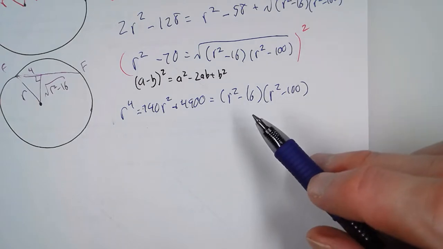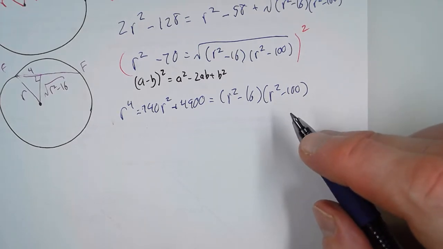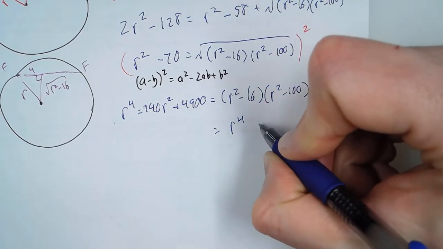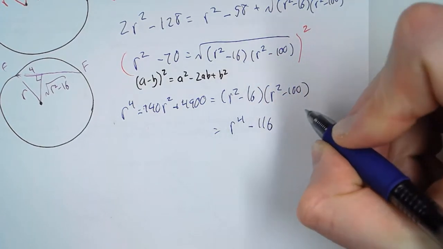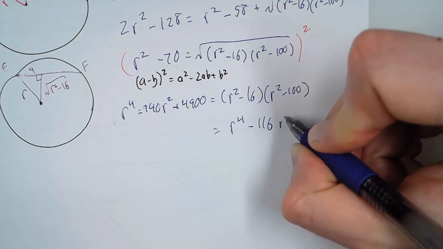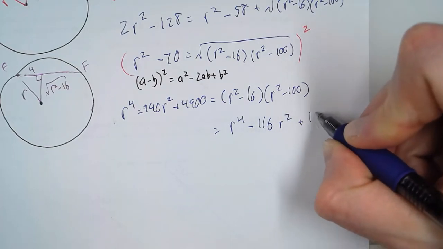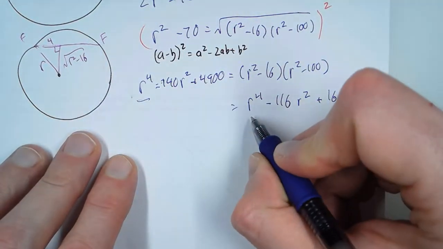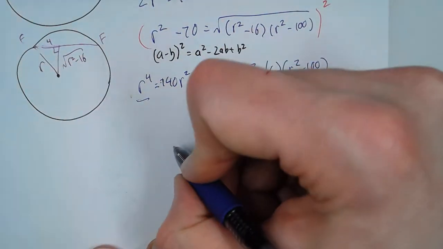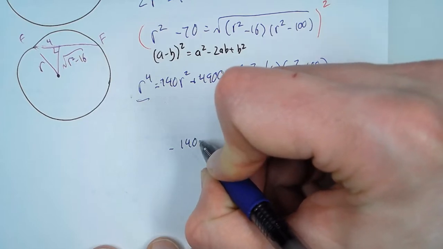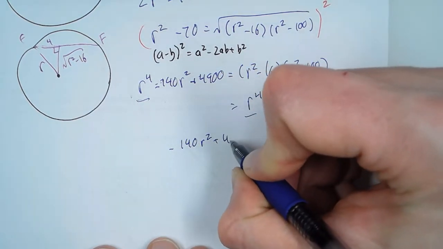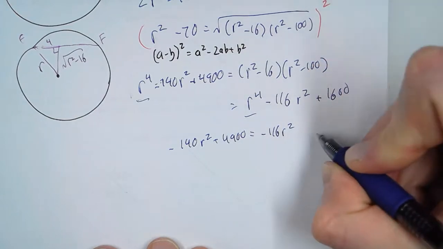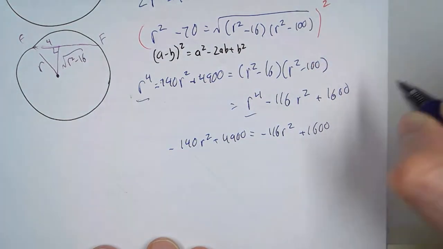So we need to expand this out. So when we expand this out, we're going to have r to the 4th minus 116 r squared plus 1600. Now both sides have an r to the 4th, so we can cancel them away. That's nice. So negative 140 r squared plus 4900 equals negative 116 r squared plus 1600.